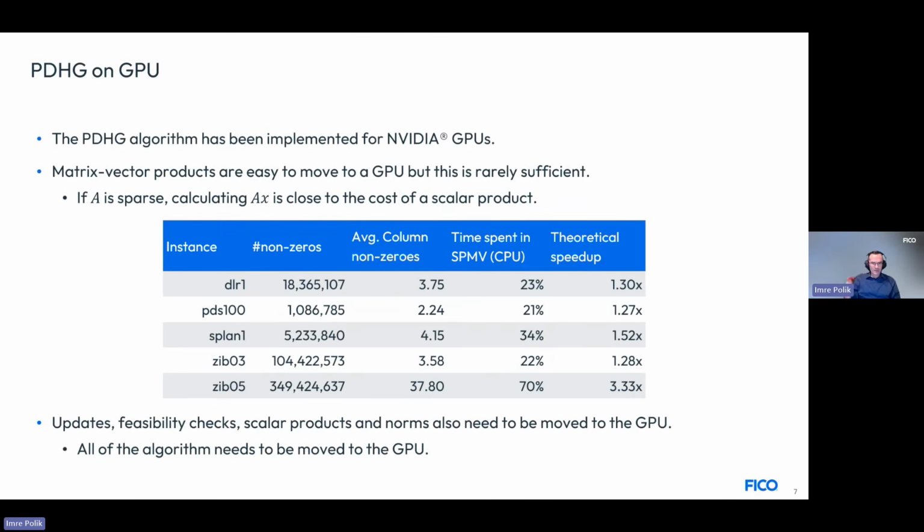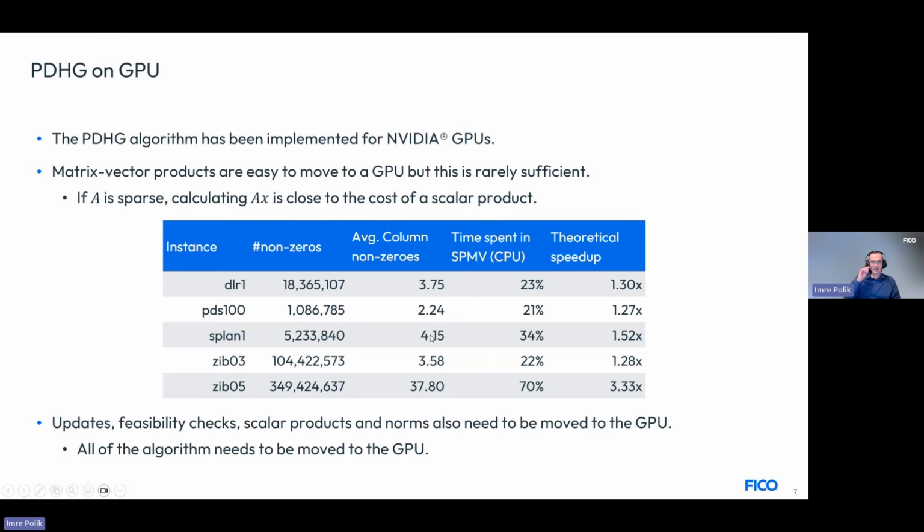So for a while, the conventional wisdom about the hybrid gradient method was that the bulk of the work is the matrix vector multiplications. So it is perfectly enough to parallelize just those. But as it turns out, most large and sparse problems are so sparse that the number of non-zeros per column is only a handful. I have a table here with 5 well-known public instances, and the first few of them have 2 to 4 non-zeros per column on average.